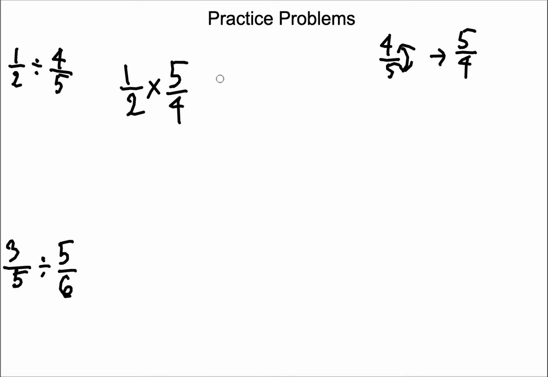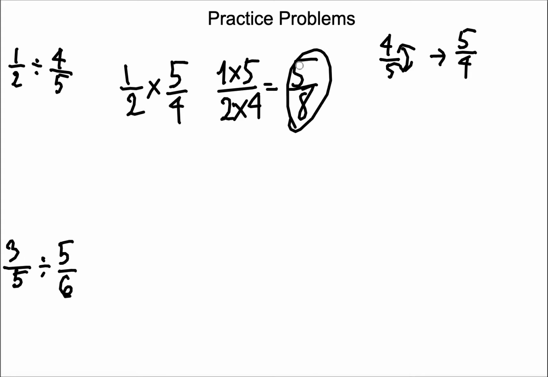Once you do this, you multiply 1 and 5, you multiply the numerators, and you multiply the denominators. That gives us 5/8. And that is our final answer. That means that 1/2 divided by 4/5 is 5/8.